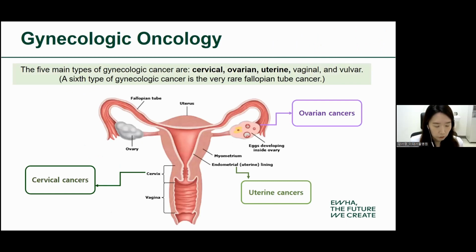So at this time, we are going to be dealing with three major cancers. Actually, there are 5 main types of gynecologic cancers: cervical, ovarian, uterine, vagina, and vulva. And the 6th type of gynecologic cancer is the very rare fallopian tube cancer. So today, we are dealing with the major 3 cancers: cervical, ovarian, and uterine cancers. So at first is cervical cancer.